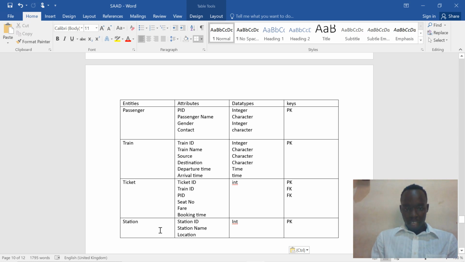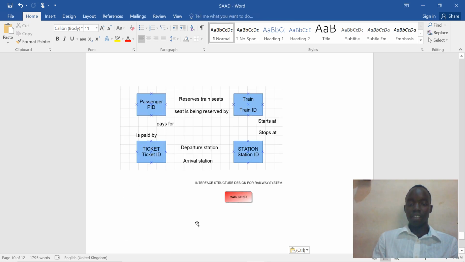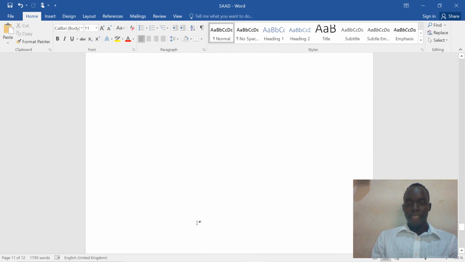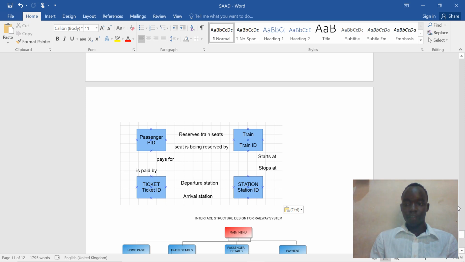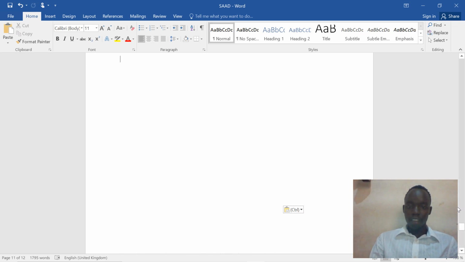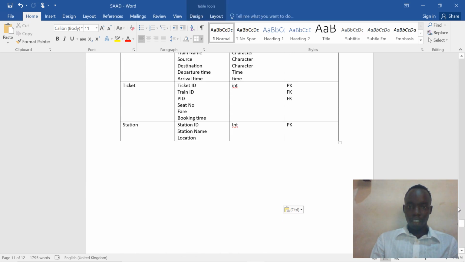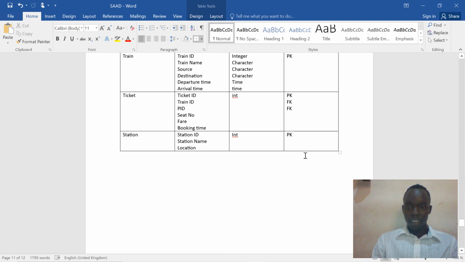Station is my last entity: station ID, station name, and location. The data types are int, and even the station name is int. Location will be characters or strings.